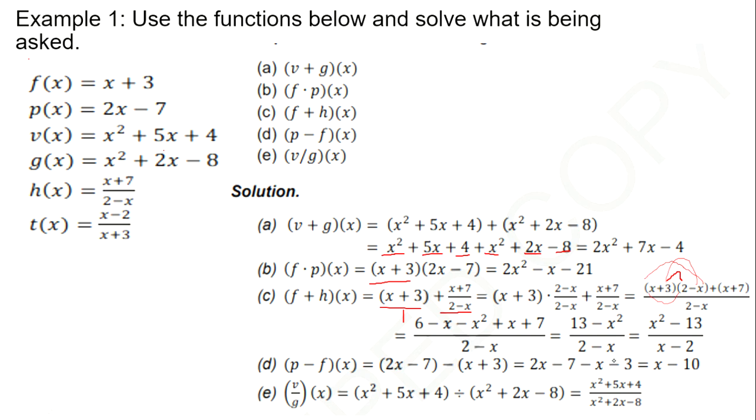Negative 1 times negative x is positive x. So the value of f plus h of x is simply x squared minus 13 all over x minus 2.